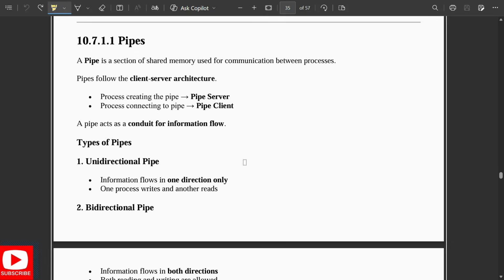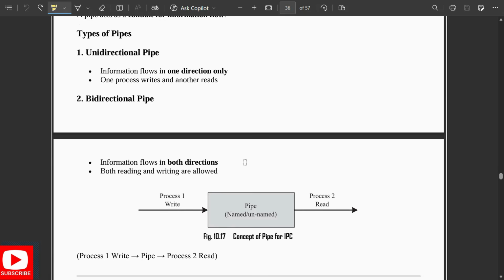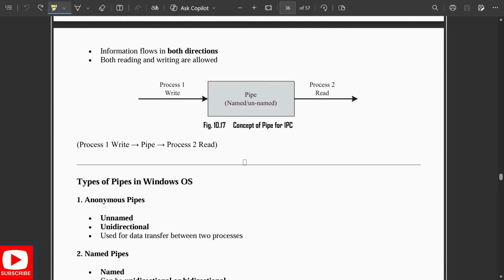The process creating the pipe is the pipe server, and the process connecting to the pipe is the pipe client. So a pipe acts as a conduit for information flow. The types of pipe are unidirectional and bidirectional. Unidirectional is only one direction, bidirectional is in both directions.